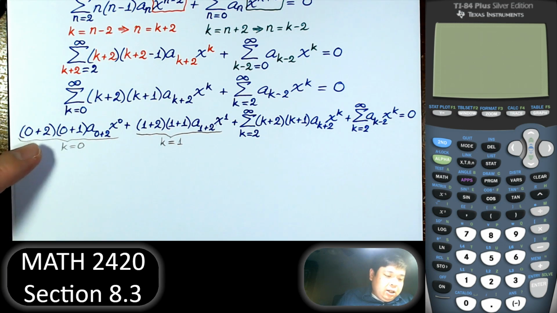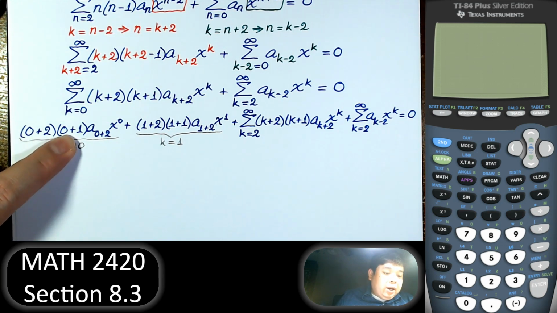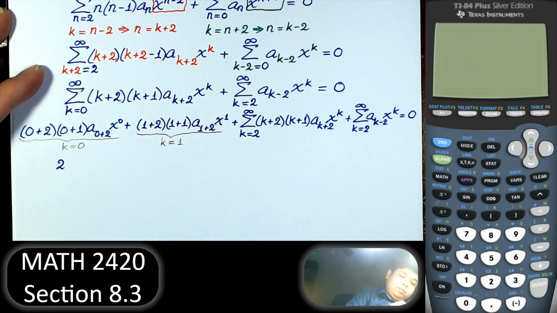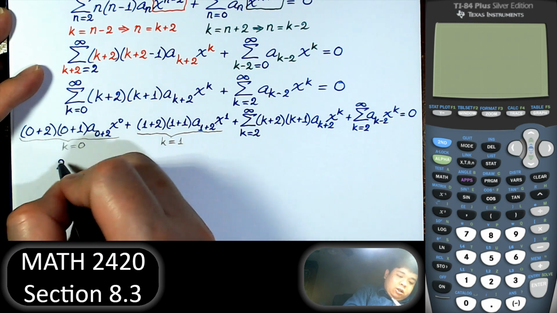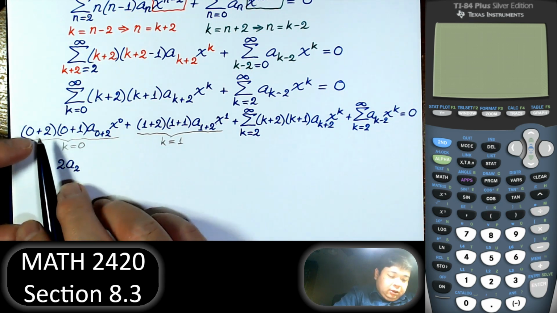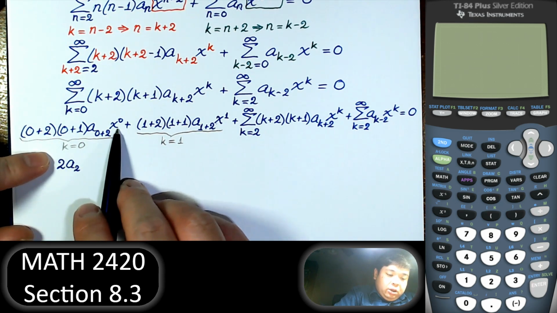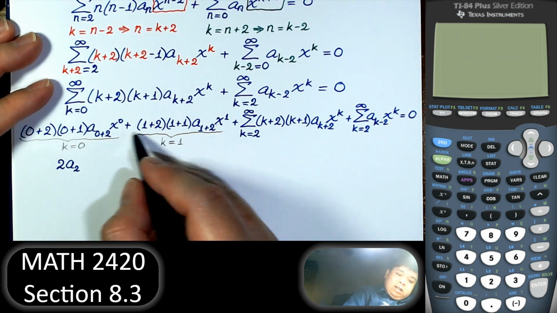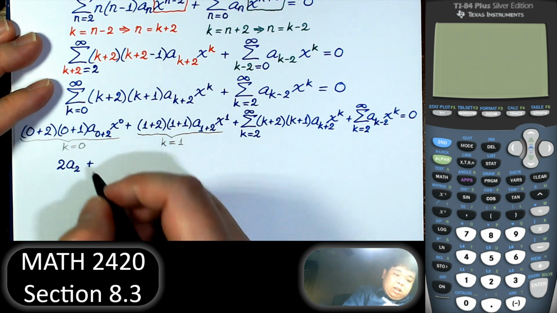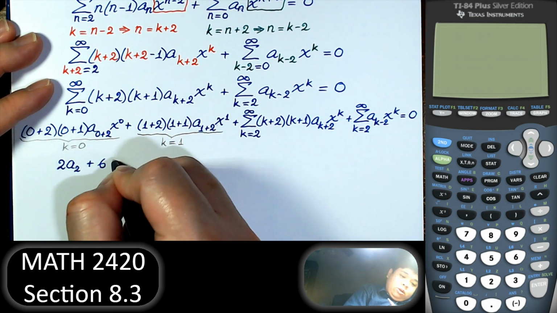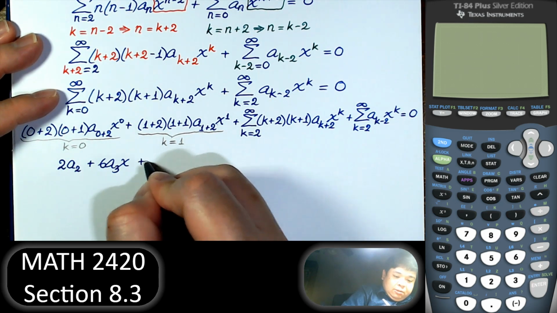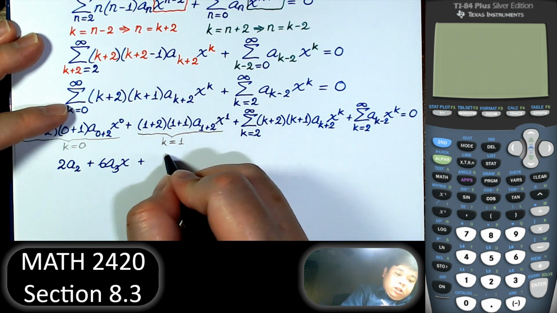Right, now let's simplify this. 2 and 1, so that's going to be 2. This is a2, right? Two, a2, x to 0 power is 1, so let's just have that. Now this, 3 times 2 is 6. A3, x to the first, or just x. Now we write these two series, and we should just copy and paste.